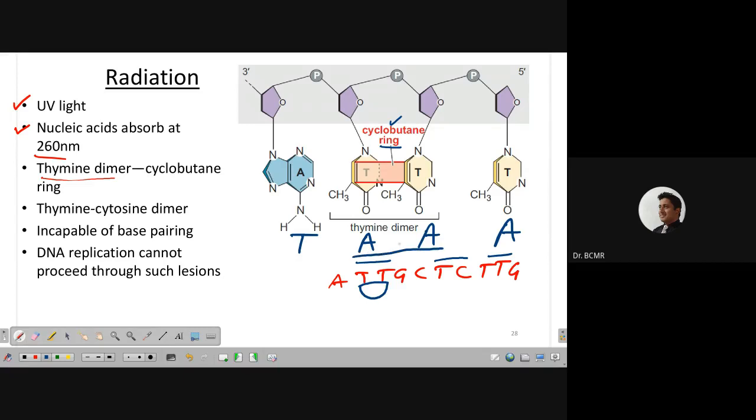And also it is a hindrance for DNA replication, even transcription. So DNA polymerase, if it is coming to this place and using this strand as a template, it doesn't know what to add. Why is that? Because of the cyclobutane ring, they fail to form proper hydrogen bonds.